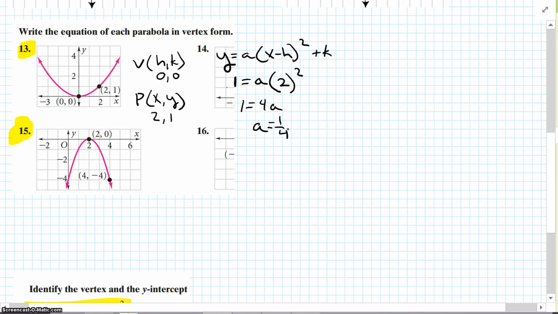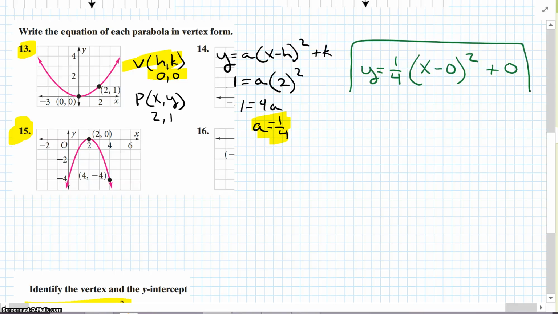So we can rewrite this equation. We know our a value, and we know our h and k value. So we can rewrite it as y equals our a value, 1 over 4, which makes sense. It's a wide parabola, and it's going up, so it's a positive number. X minus 0 squared, plus 0 if you want to do it. And then you can simplify from there. But that gives us the vertex and the a value.